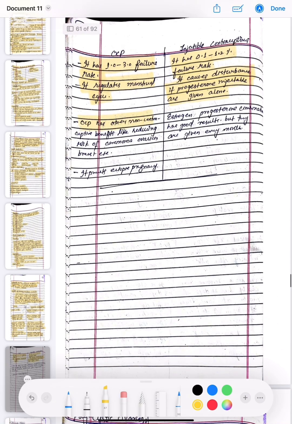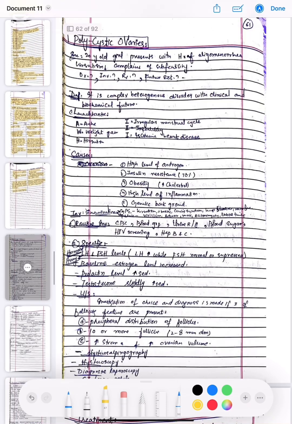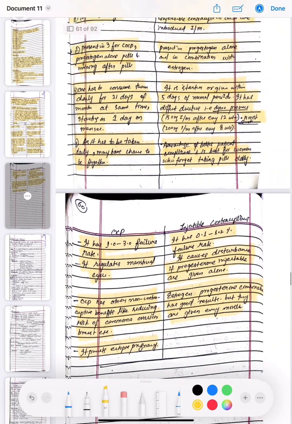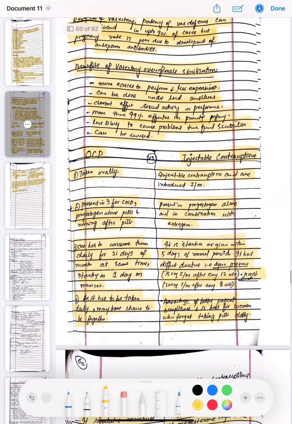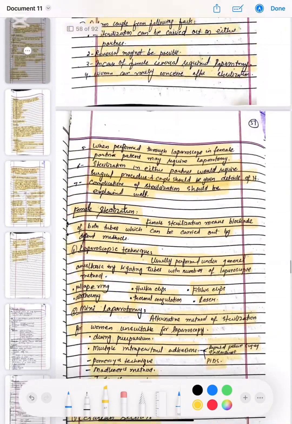OCPs have other non-contraceptive benefits like reducing the risk of carcinoma of the ovaries, breast, etc. Injectables are estrogen-progesterone combinations and have good results, but they are given every month. OCPs also prevent ectopic pregnancy. So these were the advantages and disadvantages and the comparison between the OCPs and the injectable contraceptives.